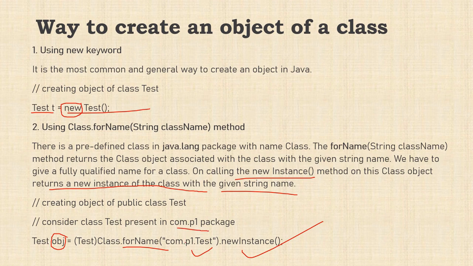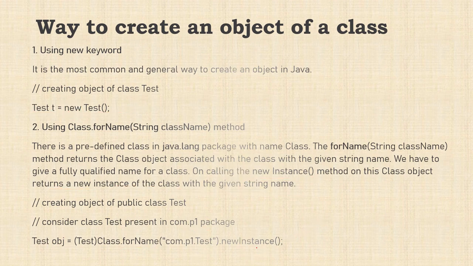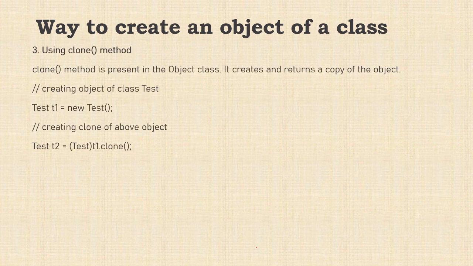So class test is present in com dot p1 dot. Okay, so we have provided the package and the new instance. So like this we can create the object of a class. So this is the second way to create the object of a class, and we see the next way, which is third.